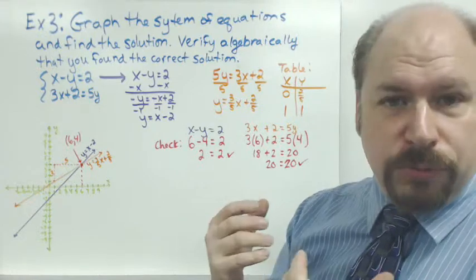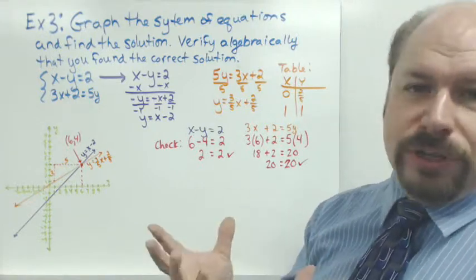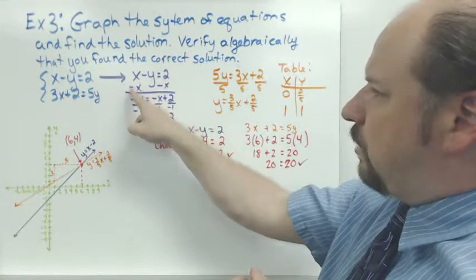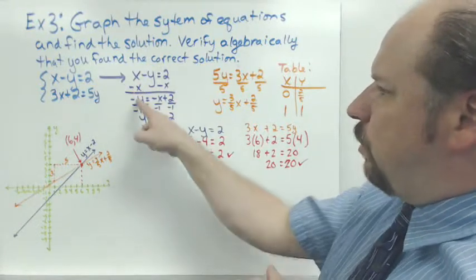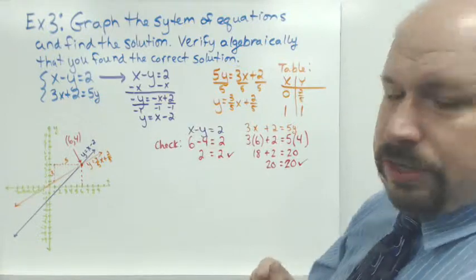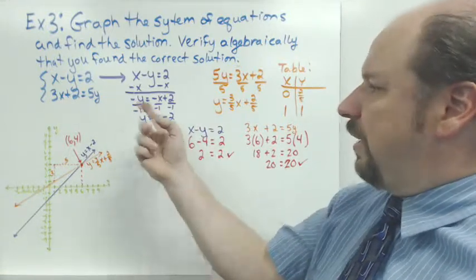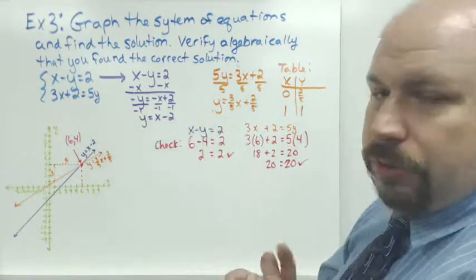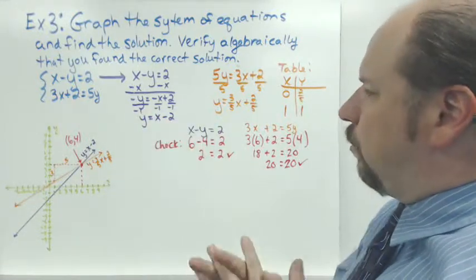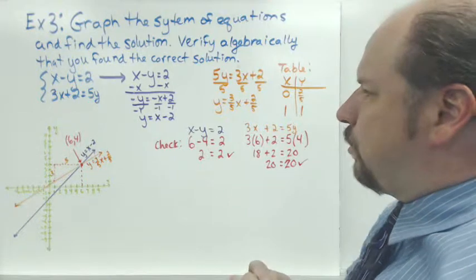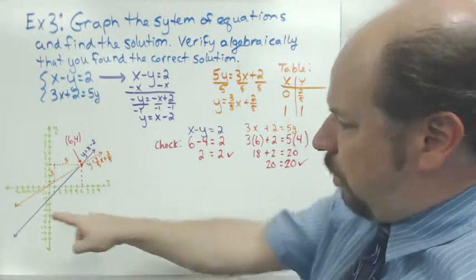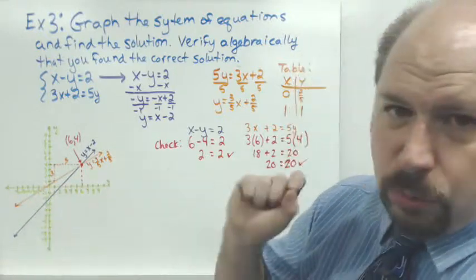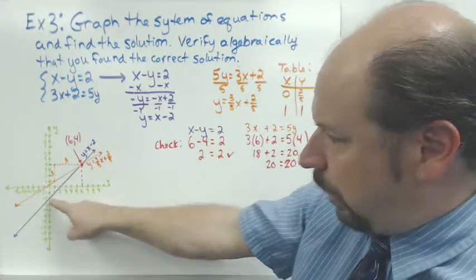So first, before we graph, I would say let's put them both into slope-intercept form. So here, if we subtract x from both sides, we get negative y equals negative x plus 2. To get rid of the negative in front of the y, divide through by -1. That means everything by -1, and we get y equals x minus 2. And so I have graphed the line here, y equals x minus 2. Remember that has a y-intercept of -2 and a slope of 1.